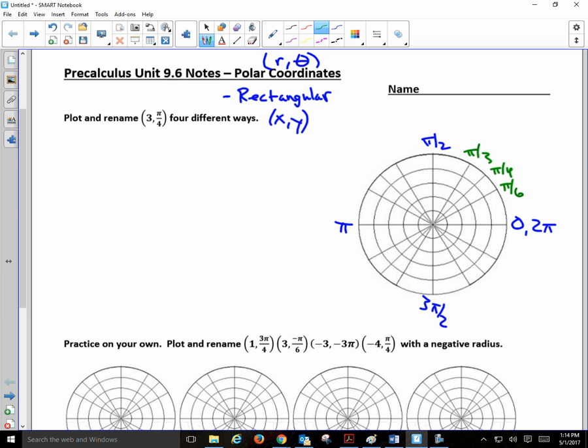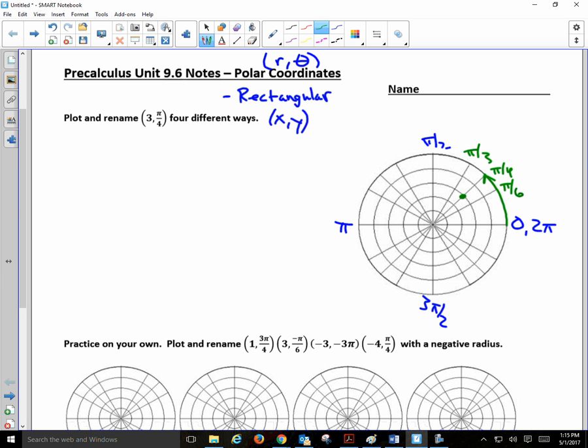So I would like to plot 3, pi over 4, and then I would like to rename it 4 different ways. As I plot it, I first turn pi over 4. I need a volunteer. Braden, you tell me when I've reached pi over 4. Right there. So I turn pi over 4, and then I move in that direction 3 units from the center. 1, 2, 3. Not loud enough. Need assertiveness. So that is the coordinate (3, pi over 4).